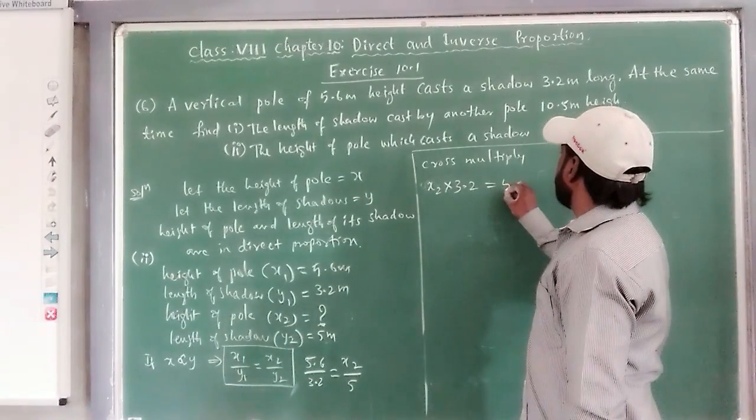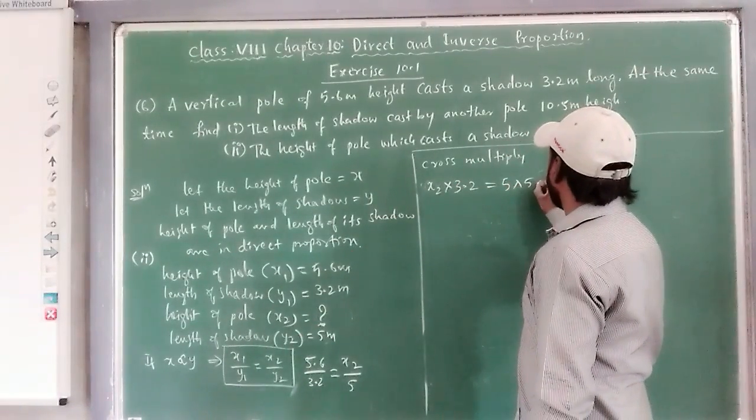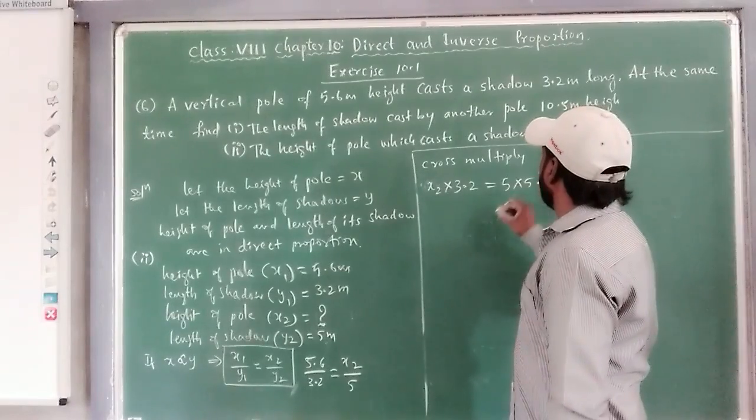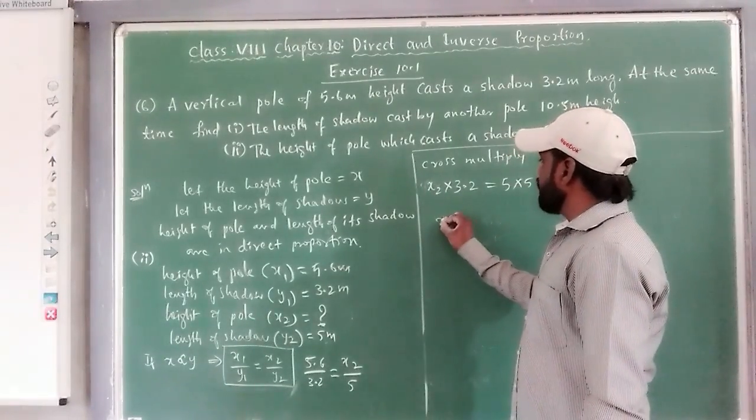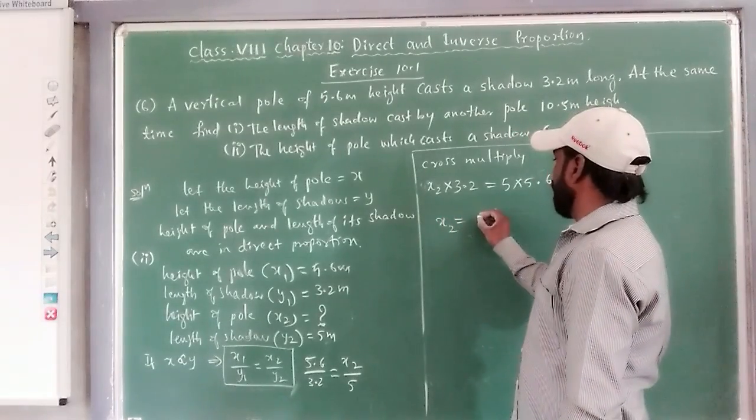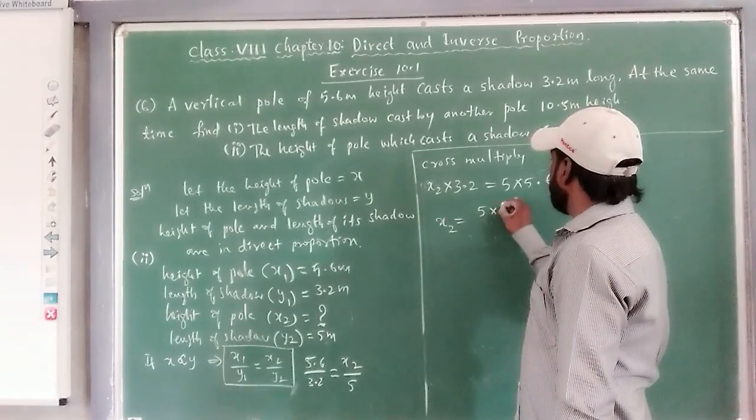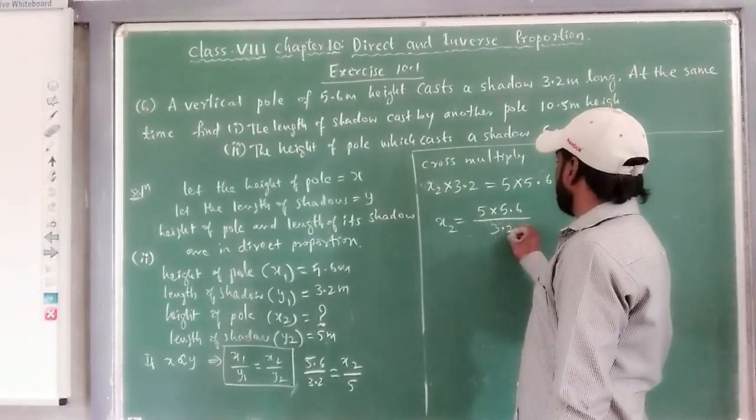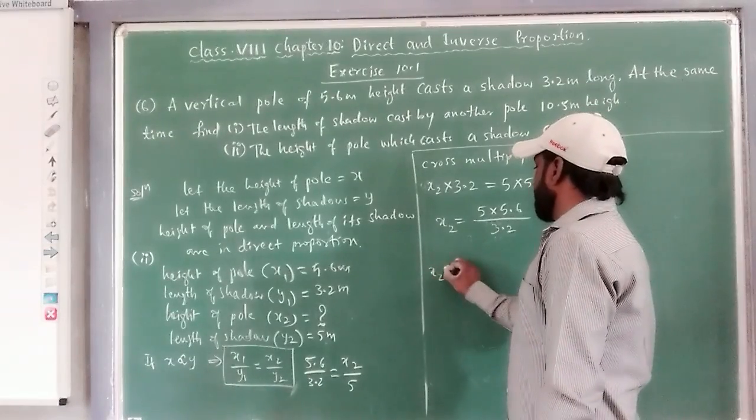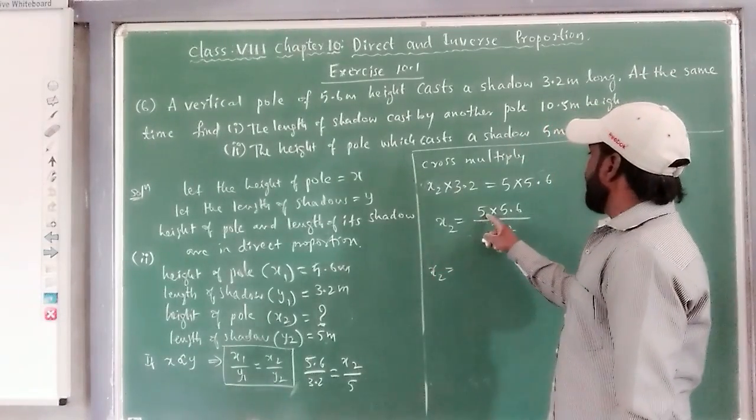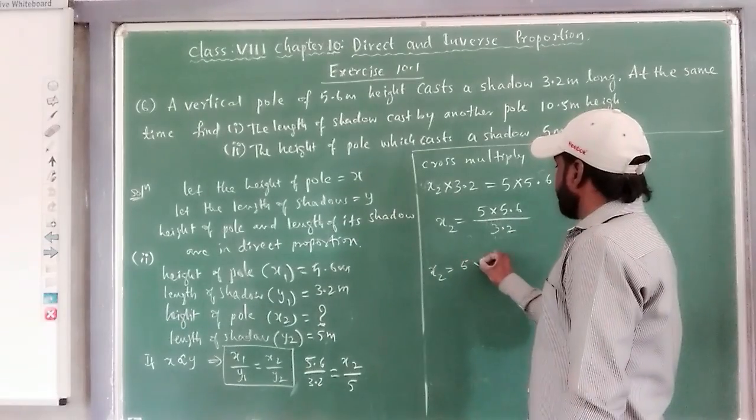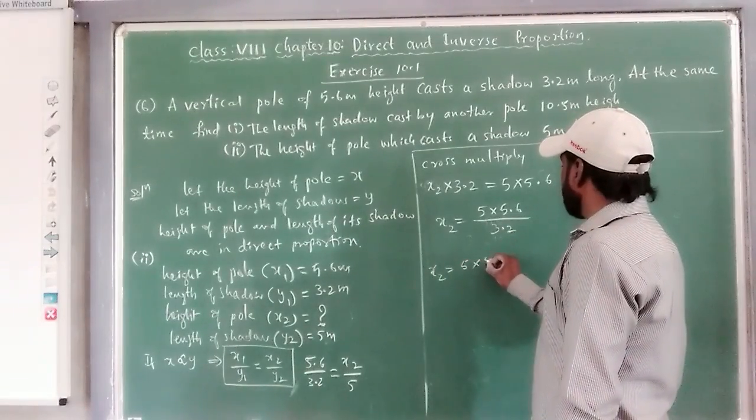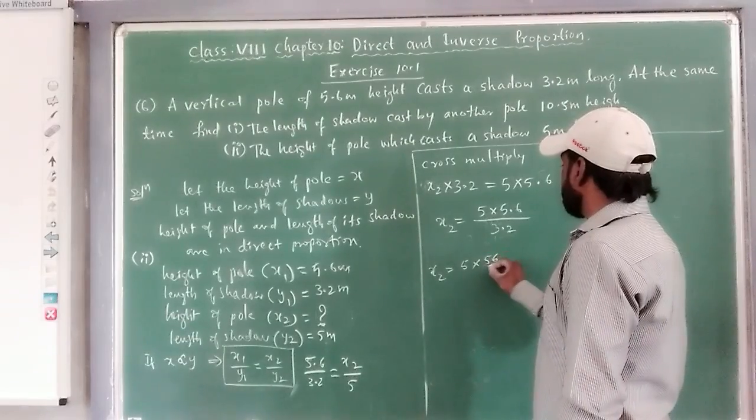5 into 5.6. We need to find the x2 value. That is what? The height of the pole is equal to 5 into 5.6 divided by 3.2. In a similar manner to what we did previously, this 5.6 I am changing as 56 by 10.